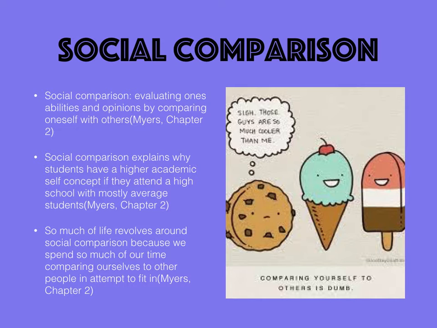Social comparison is evaluating one's abilities and opinions by comparing oneself with others. Social comparison explains why students have a higher academic self-concept if they attend a high school with mostly average students. So much of life revolves around social comparison because we spend so much of our time comparing ourselves to other people in an attempt to fit in.